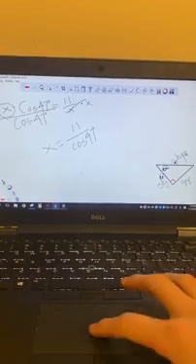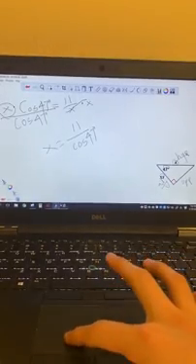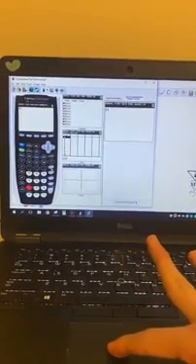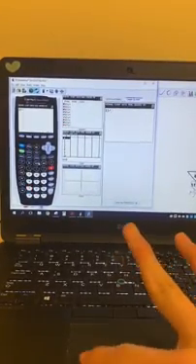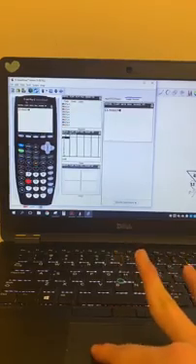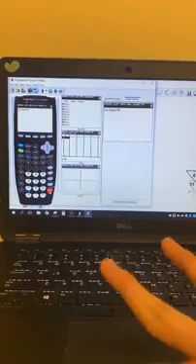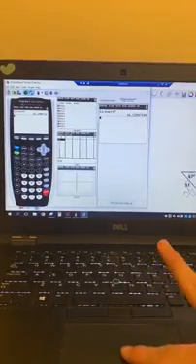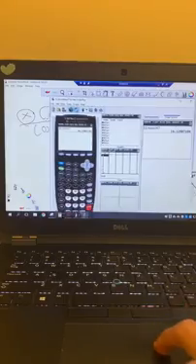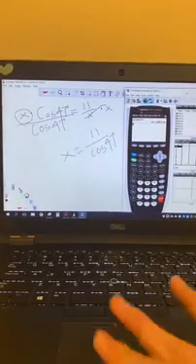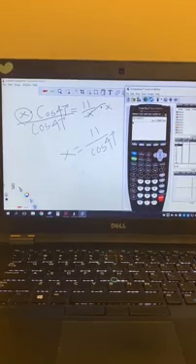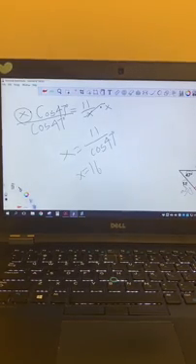Okay, so now if we look in the calculator, 11 divided by cosine of 47 equals 16 point, let's round to the nearest tenth, so 16.1. And that'll be our answer.